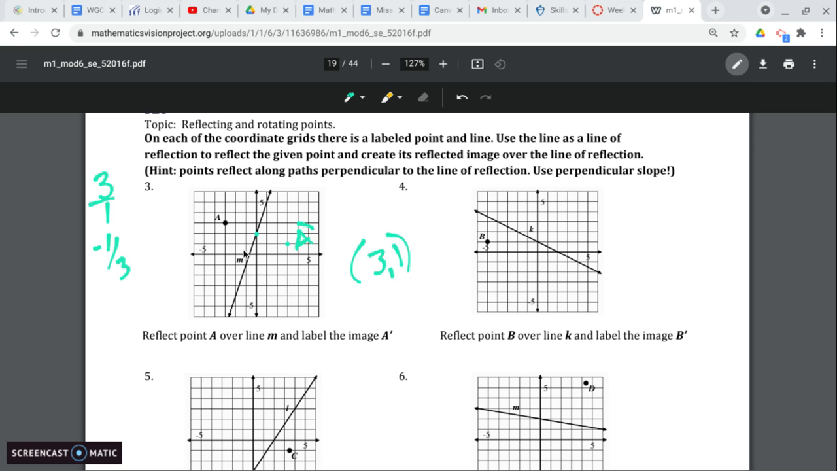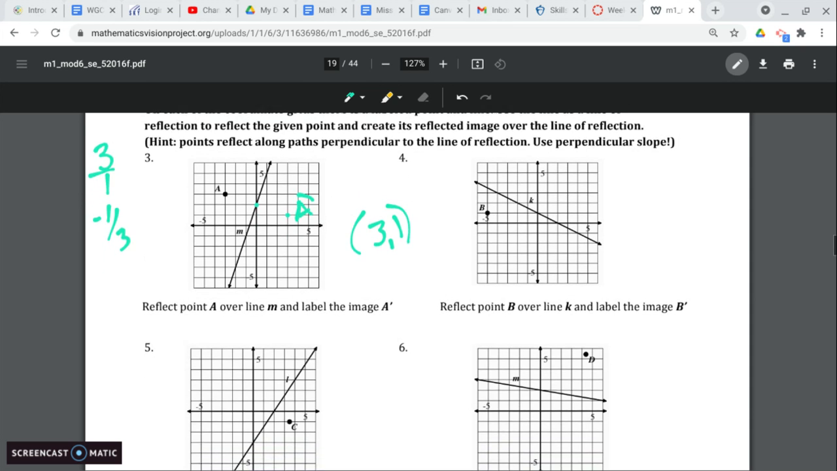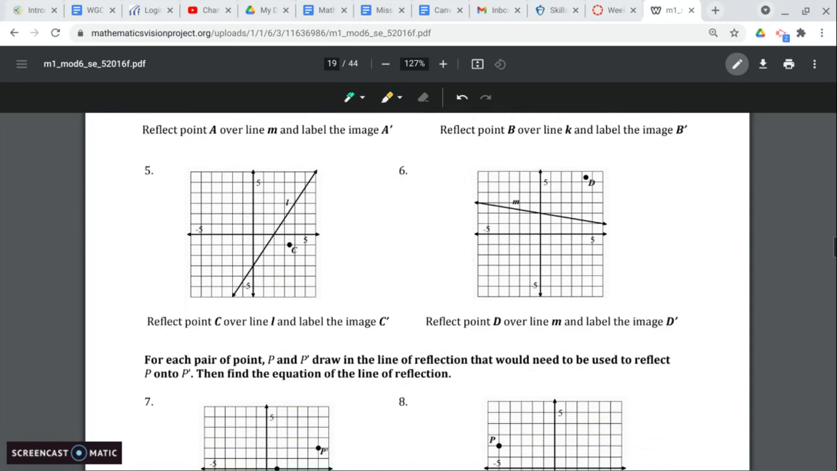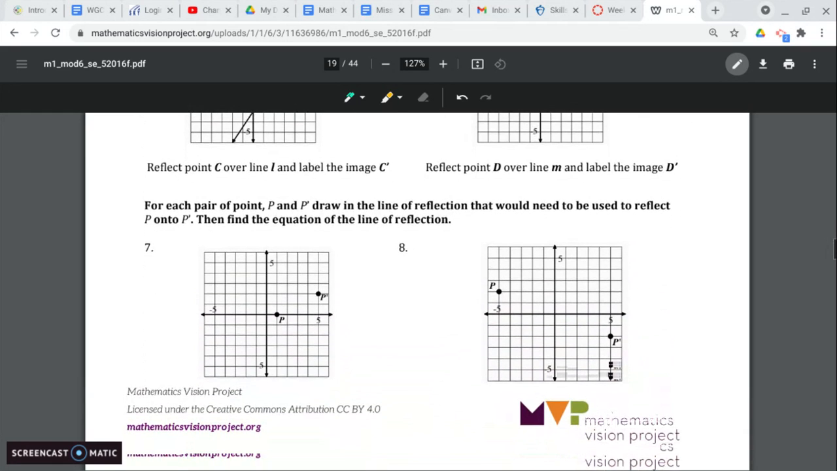So use the fact that these reflections need to be perpendicular. Find the slope of the line that you have. Then take and apply that slope. Find the opposite reciprocal. And then do that between point A towards your line and then past it to find out where that point's going to reflect to. So same idea for 4, 5, and 6.